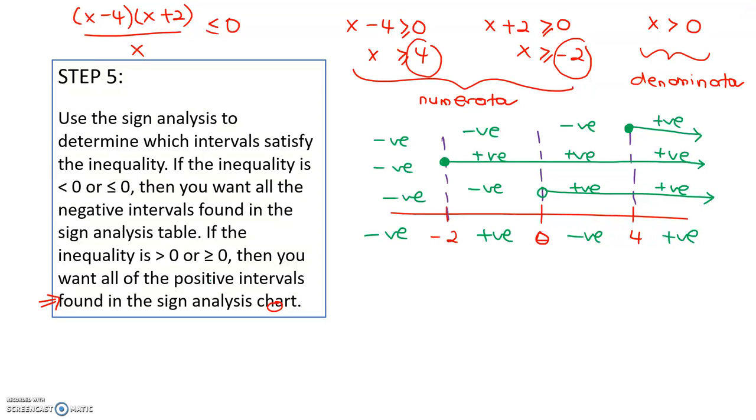So to check our question, we want something that is less than or equal to 0, which means we want to get all the negative intervals found. So it should be either this one or this one. So we have two intervals here.